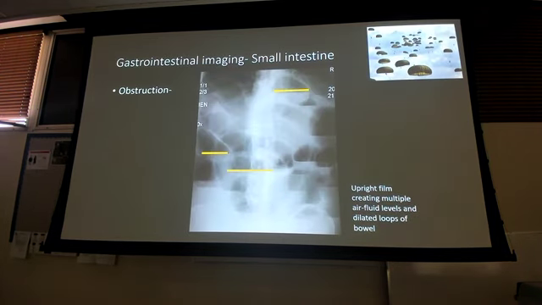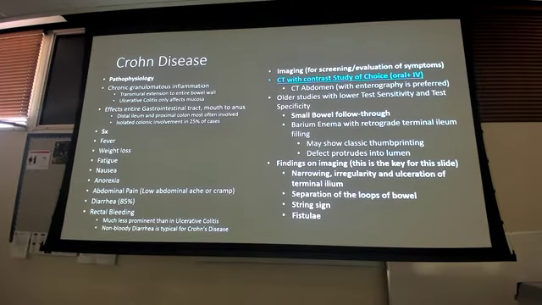Another obstruction, showing the upright film, the multiple air fluid levels, that parachute sign, what we looked at in the last slideshow. Okay? If you have questions about those two things, let me know. Crohn's disease. Now we finally have another slide with the disease and information. Okay. So these are the diseases that are important to know.